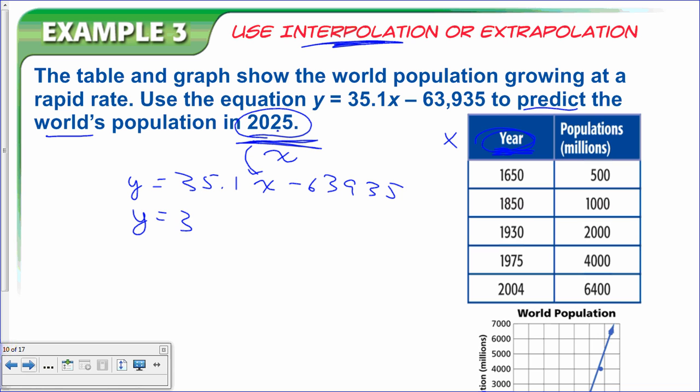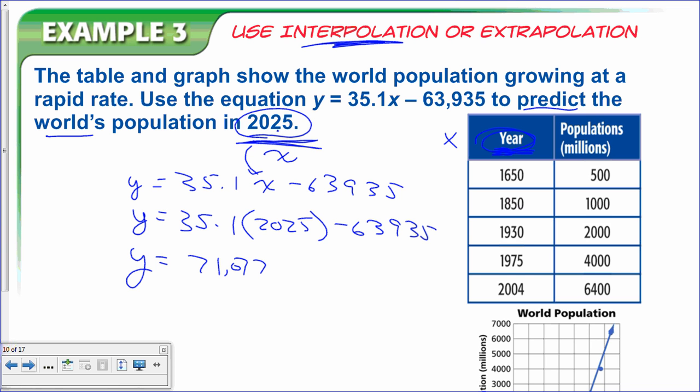So y equals 35.1 times the year. What does that end up giving me? 7,142.